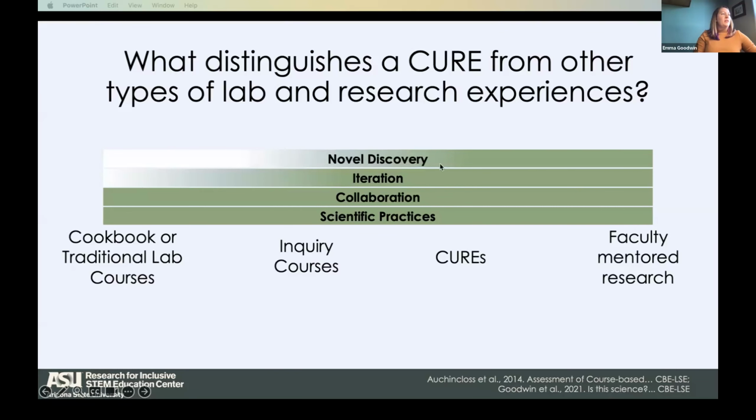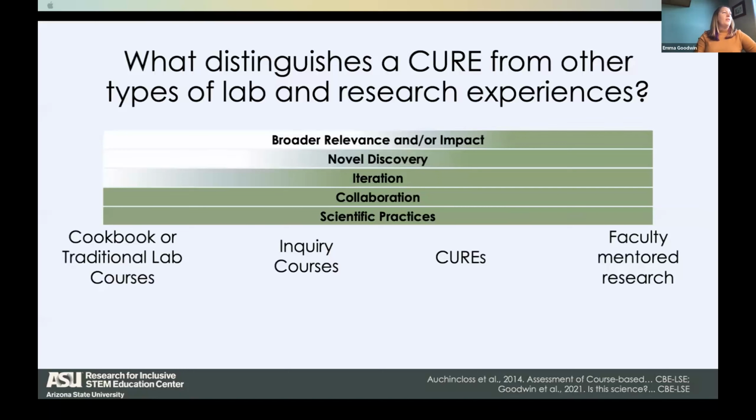In CUREs and faculty mentored research, we start to see opportunities for novel discovery. And this can even happen in advanced inquiry courses as well, but this means that the instructors, the students, no one knows the answer to the research question that they're trying to address. And it's not something they can just Google. And really specific to CUREs and faculty mentored research, students are addressing a question that has an audience outside of the classroom. So there's a broader relevance or a community impact or some level of importance that extends beyond that classroom environment.